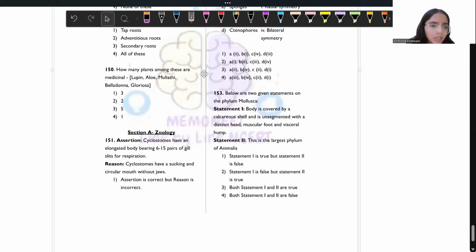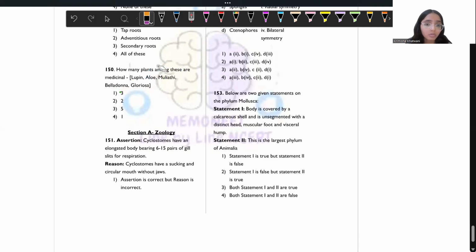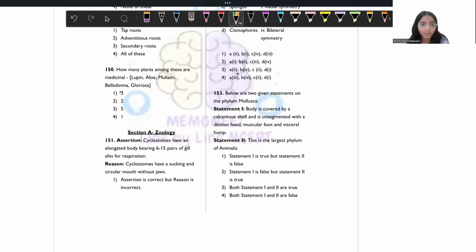Let us see 150. How many plants among these are medicinal? See, aloe vera is medicinal. You also know, I also know. Mulethi is also medicinal. Belladonna is also medicinal. So one, two, three. Three are medicinal plants. So the answer to question 150 is the first option. So this was about the different answers of the botany section. If you have any doubt, do mention in comments below. We'll try to resolve.